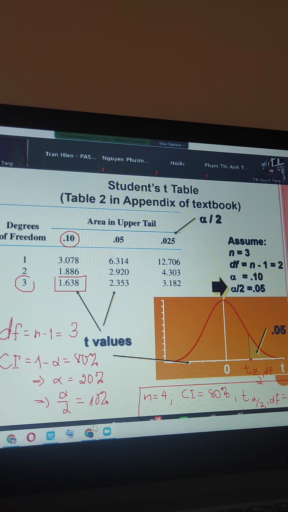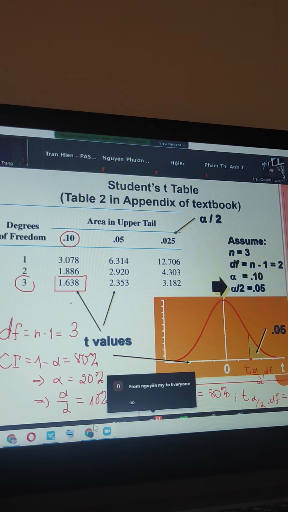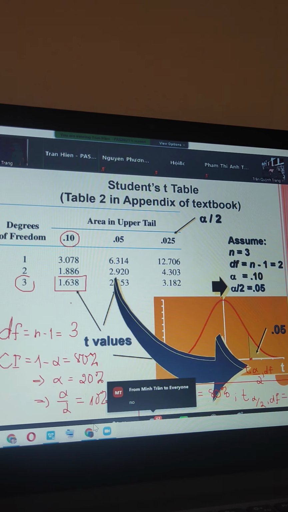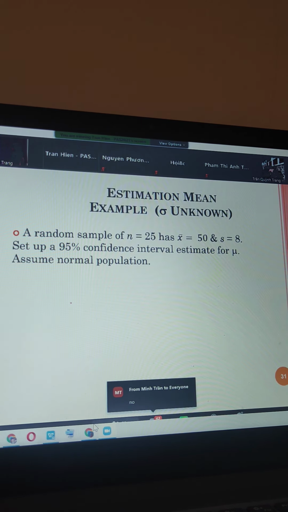Okay, so the answer in the mock test is correct. Any questions in the class? Is there any questions when you search the value for the t distribution? Okay, thank you. Okay, so we have the example for unknown standard deviation of the population.